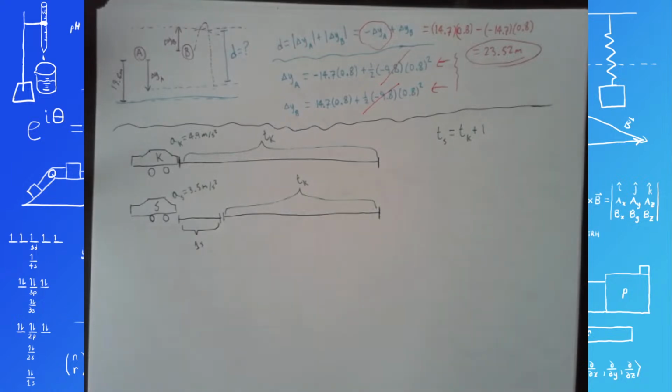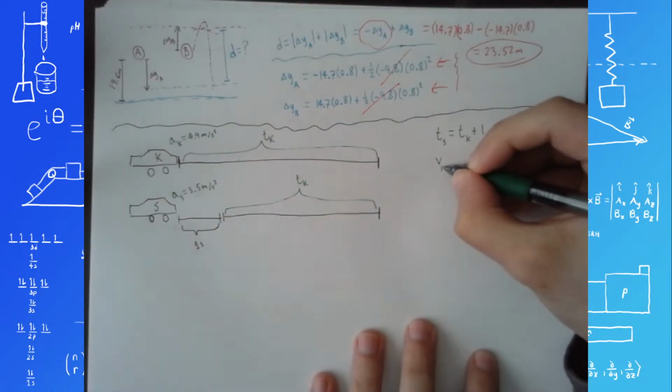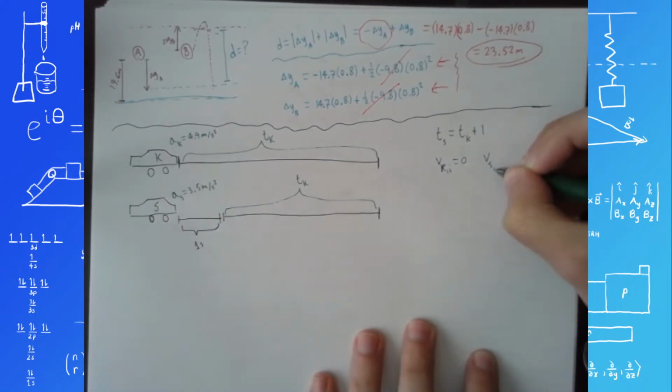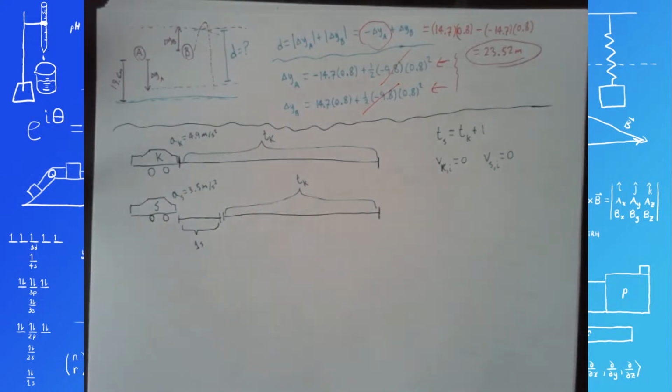As for their velocities, they would have to start from rest. So V Kathy initial equals 0, and V Stan initial is also going to be 0. And I think that's all we need. Let's get started with solving. So what do I want to do here?